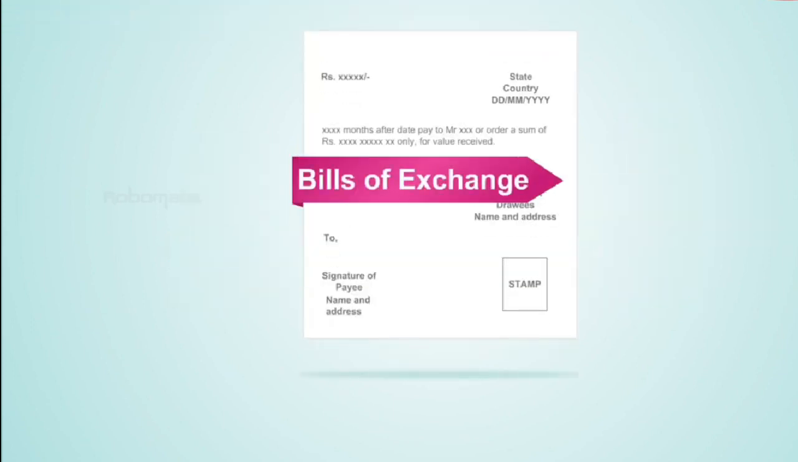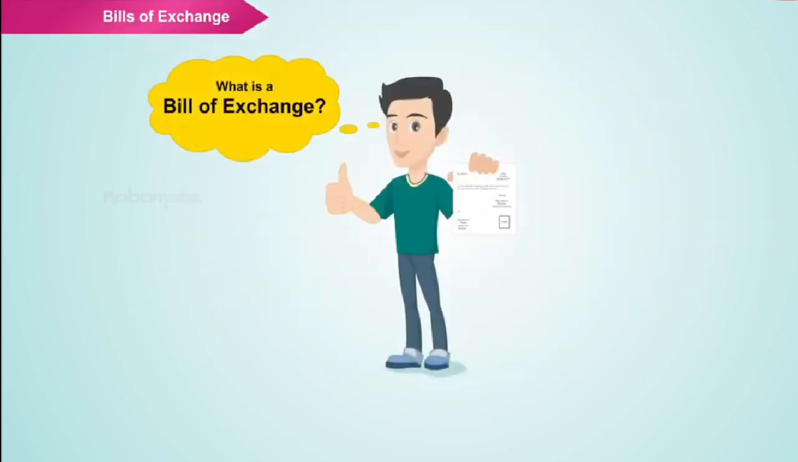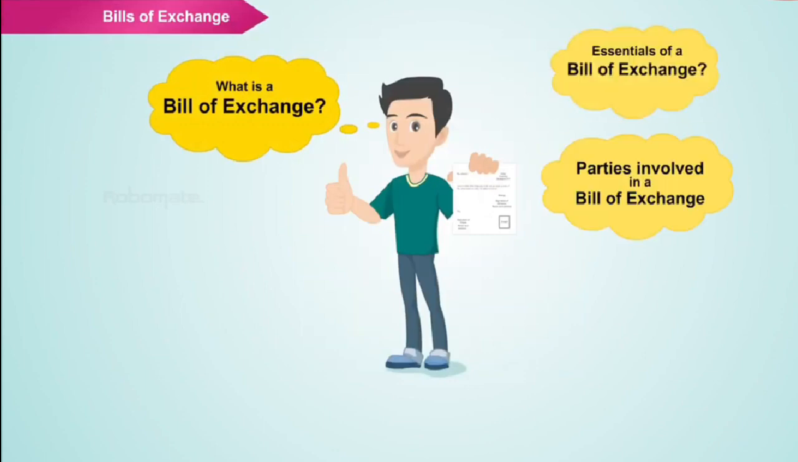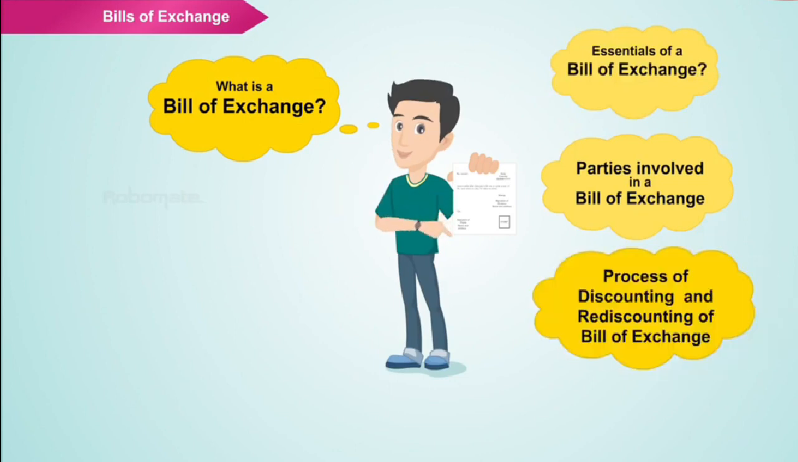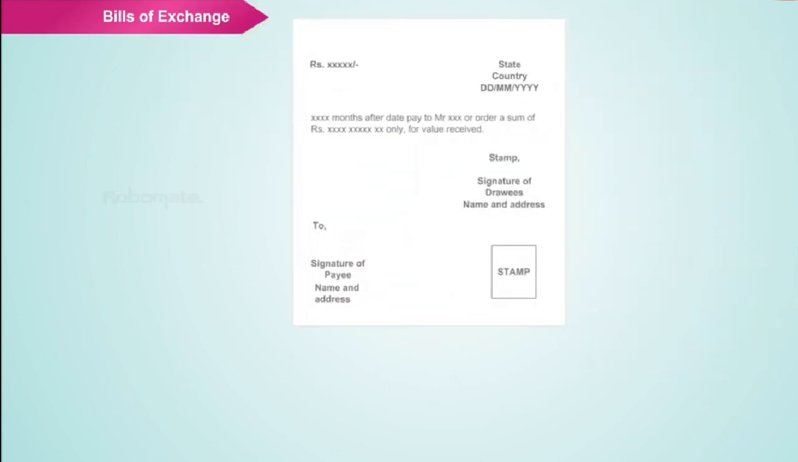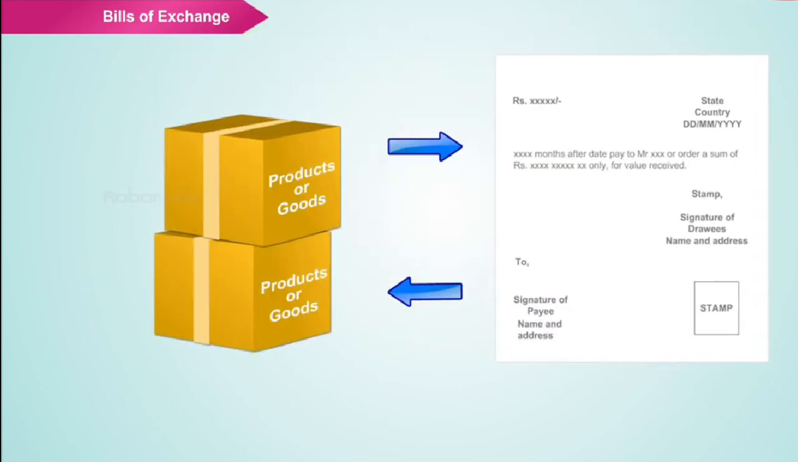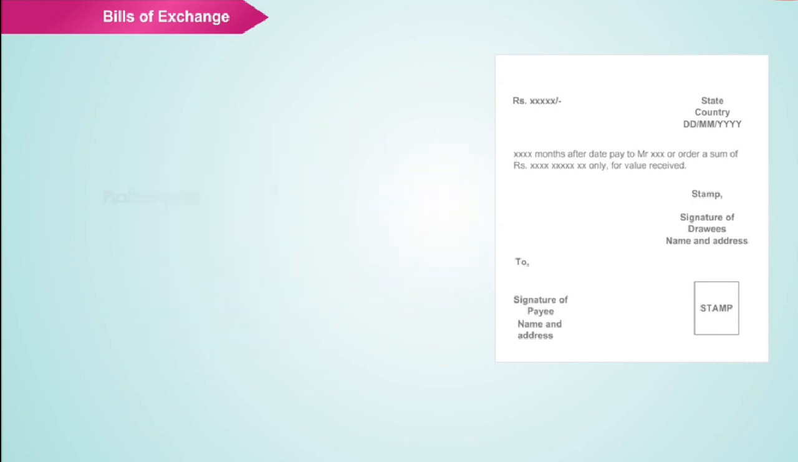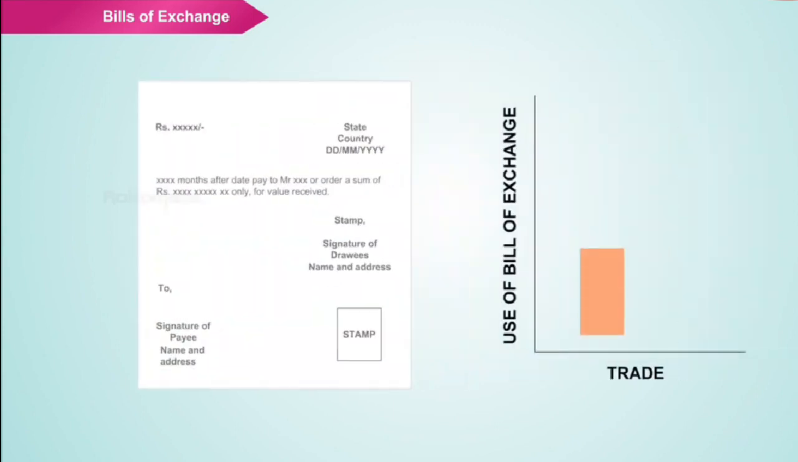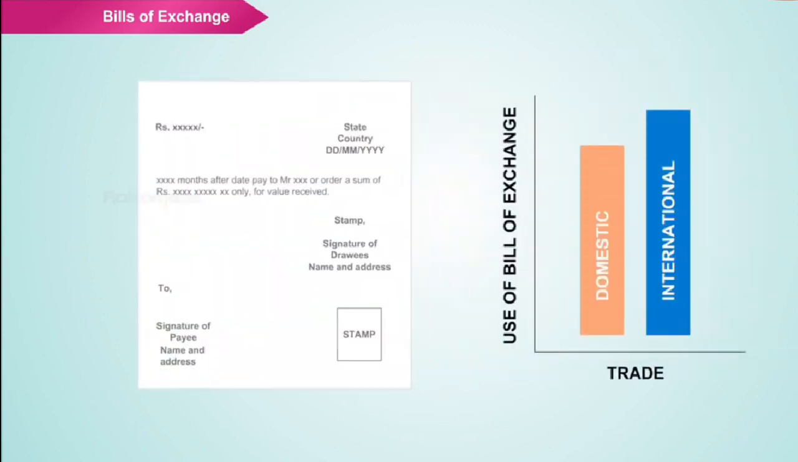So students, we learned what a bill of exchange is, the parties and the essentials of the bill, and also the process of discounting and rediscounting. Bills of exchange facilitate trade without the involvement of money, due to which they are used on a large scale in domestic as well as international trade.